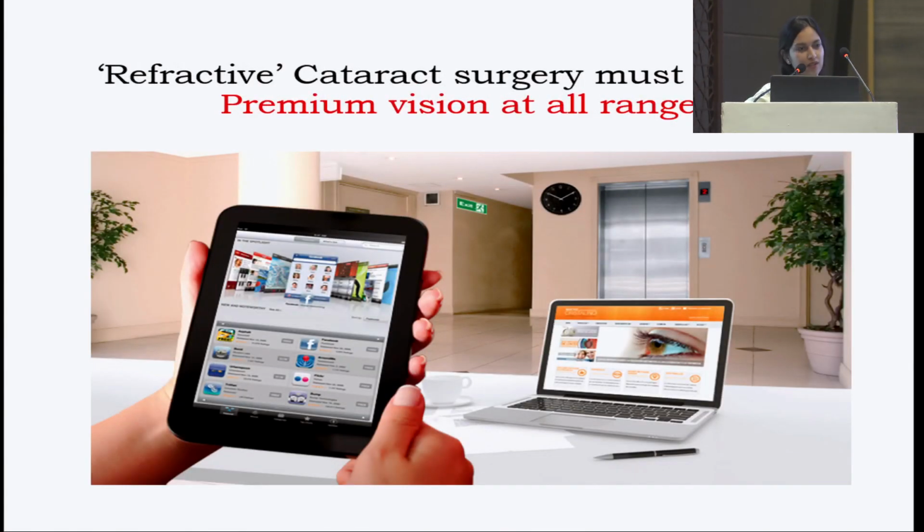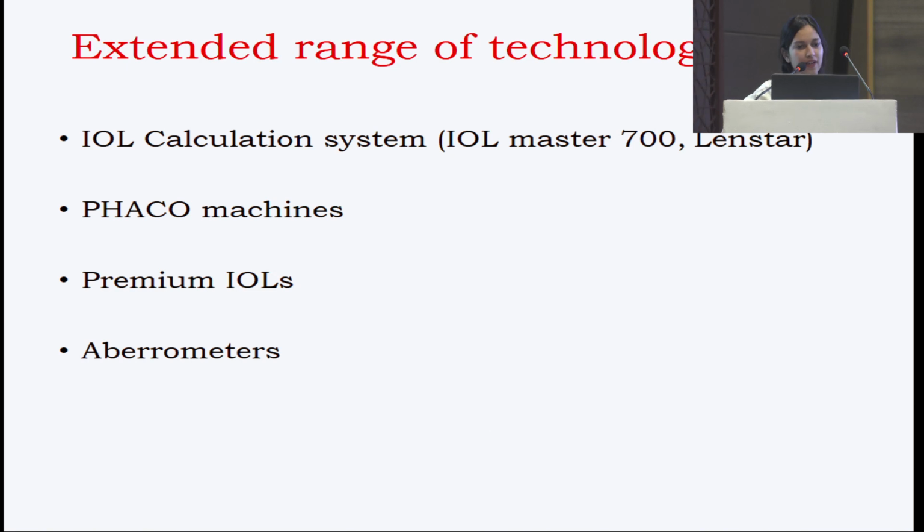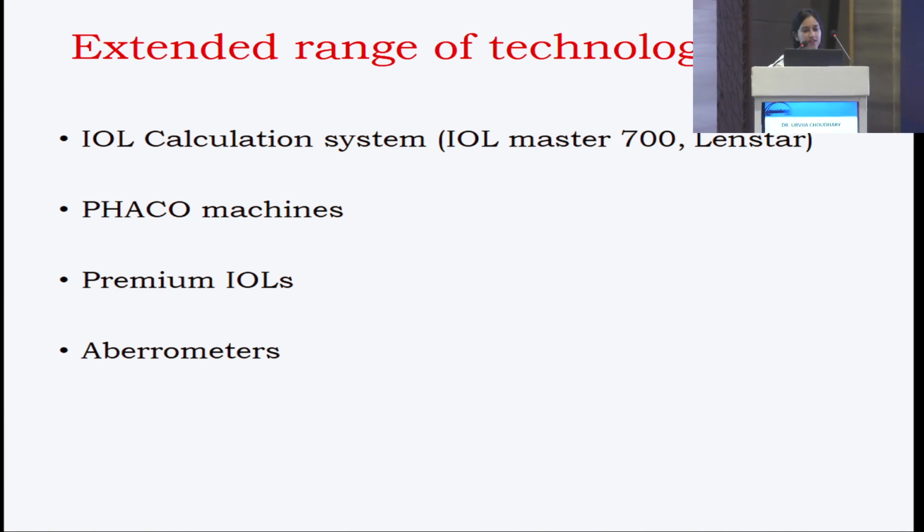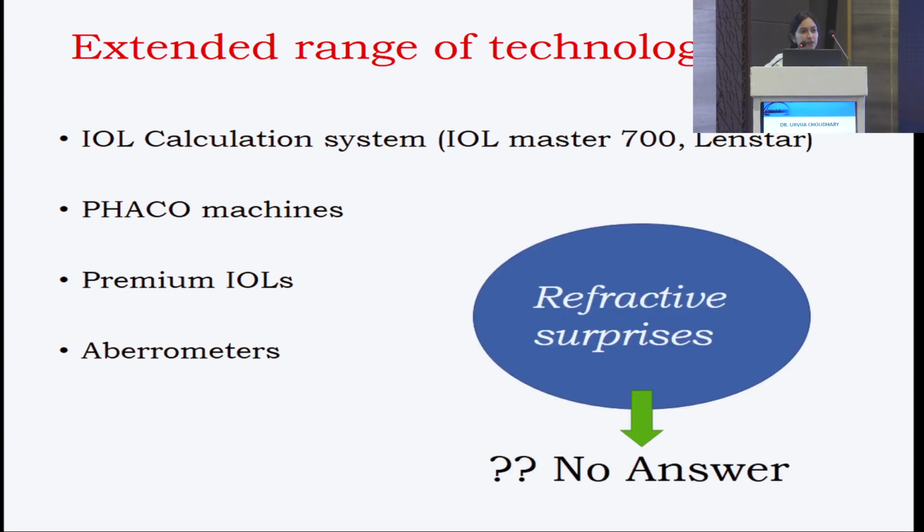I would like to discuss something upon aberrometry and topography and its role in cataract surgery. We know cataract surgery nowadays is a refractive surgery and patients need premium vision at all ranges. We have extended range technologies, good IOL calculator systems, IOL Master 700, Lenstar as sir was talking about, high-end phaco machines, premium IOLs. But even with all of this, sometimes we face refractive surprises in a lot of cases.